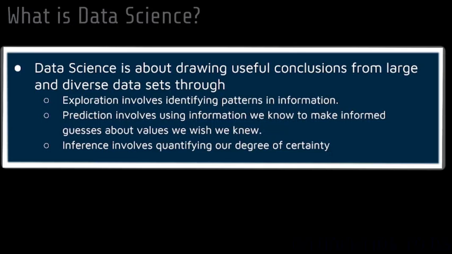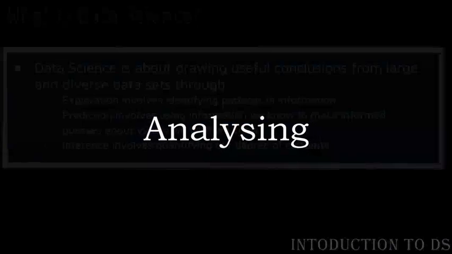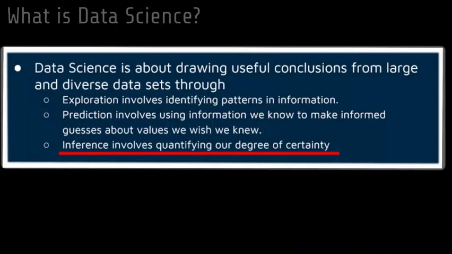The next step is prediction. Prediction involves using information which we know to make informed guesses about the values we wish we knew. After acquiring the data, we will be analyzing it and making predictions. Finally, inference involves quantifying our degree of certainty: will the pattern that we have found in our data also appear in newer observations? The pattern might change, there might be slight deviation, and we need to know how accurate our predictions are.